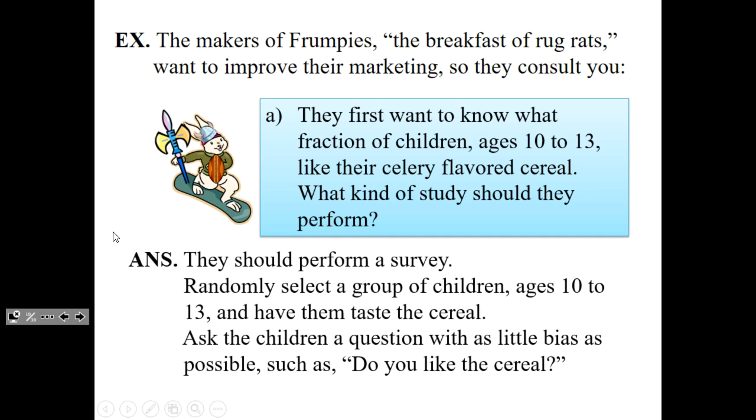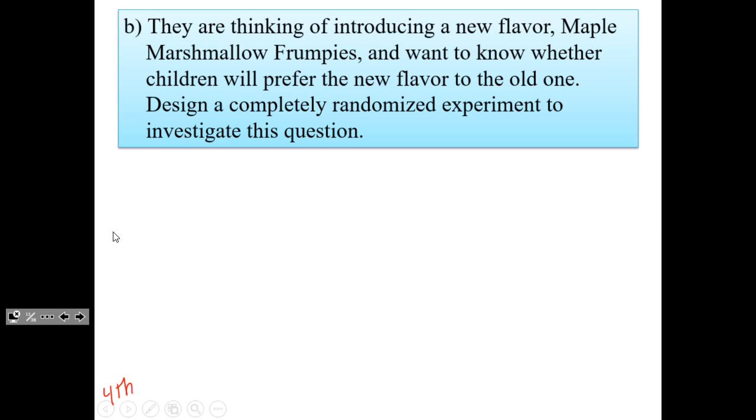We want as little bias as possible in the question. We don't give them any information about the cereal. We don't even say it's celery flavored. They may not know it tastes like celery, so they may like it. But if you told them it tastes like celery, maybe they wouldn't like it. So you just say, do you like the cereal?